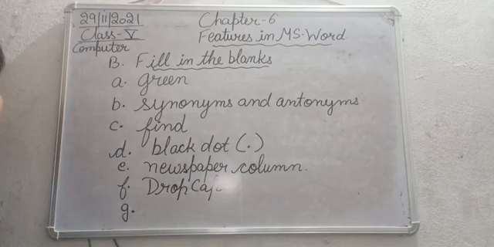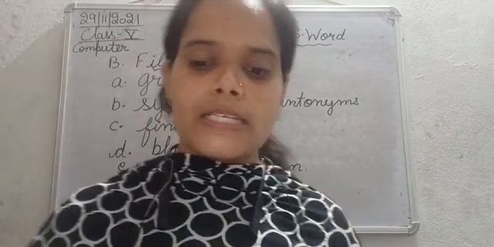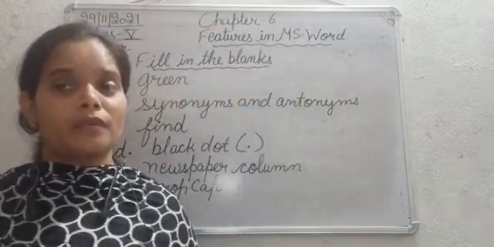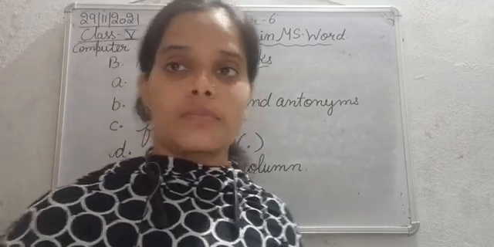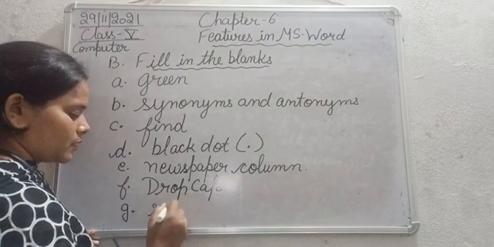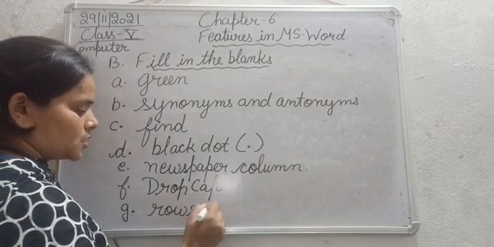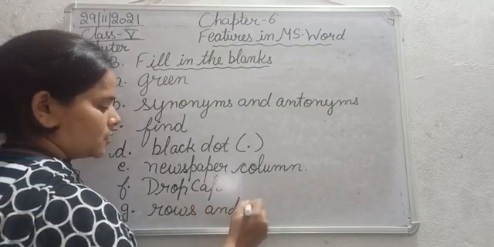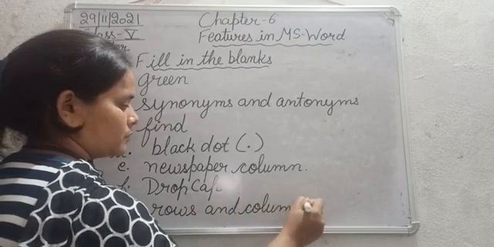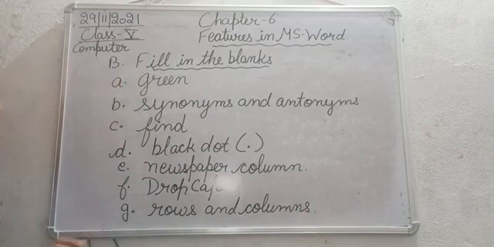Moving next to the G1. A table is made up of dash and dash. A table is made up of rows and columns. So this is the answer for A to G. You can pause it here and note it down in your notebooks.